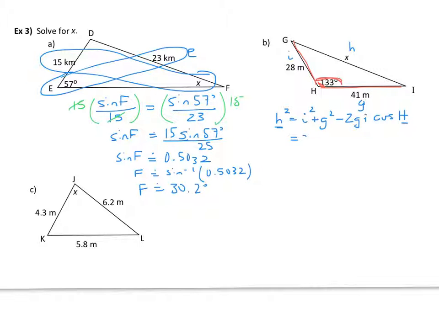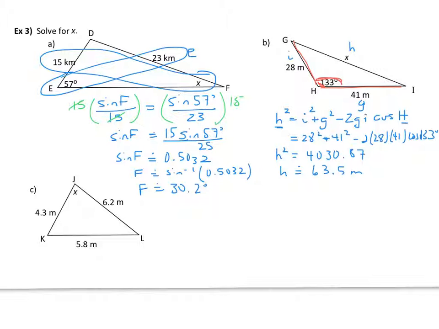So H squared, I squared would be 28 squared plus 41 squared minus 2 times 28 times 41 times the cos of 133 degrees. And then I just put that all in my calculator in one entire step here. And when I do, I get about 4,030.87 roughly. Again, I'm keeping all my digits in my calculator. I'm going to square root that answer, and I get H being approximately 63.5 meters.